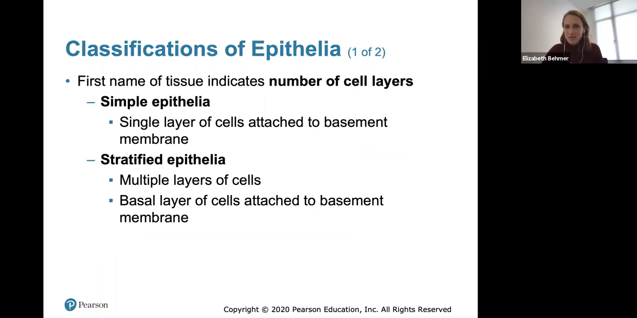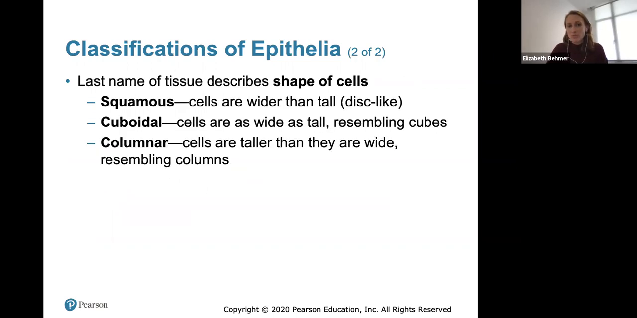How we classify and name epithelial tissue is based on the number of cell layers and also the shape of the cells. The first name of the tissue indicates the number of cell layers, and simple epithelial has a single layer of cells attached to a basement membrane, and stratified epithelial has multiple layers of cells, where the basal layer of the cells is attached to the basement membrane. Then we can classify the name by the shape of their cells. The cells can be squamous, where they're very flat. They can be cuboidal, shaped like a cube, or columnar, shaped like a column.